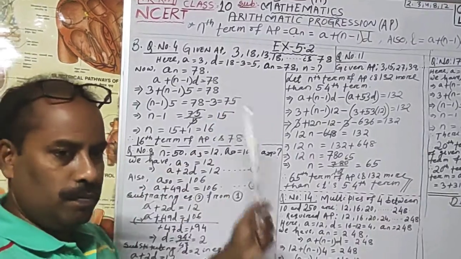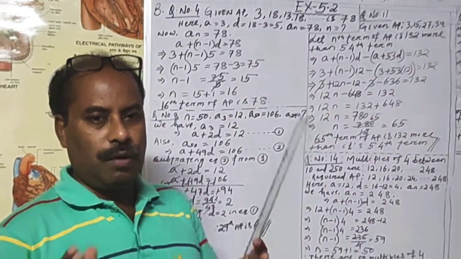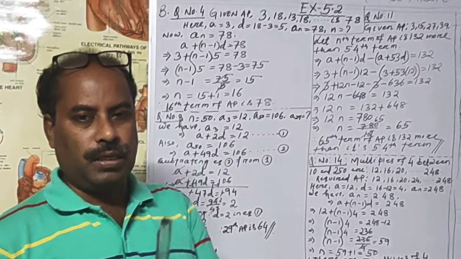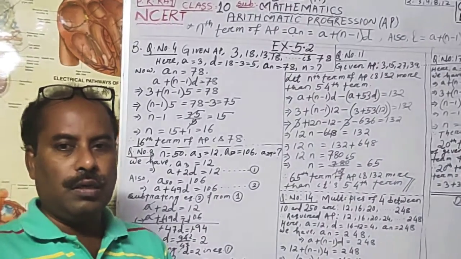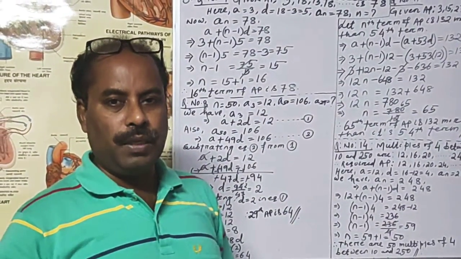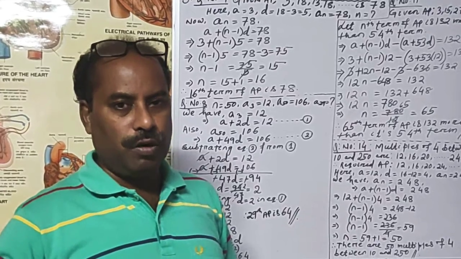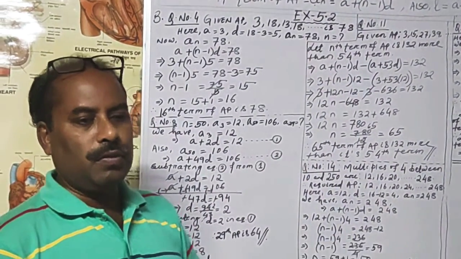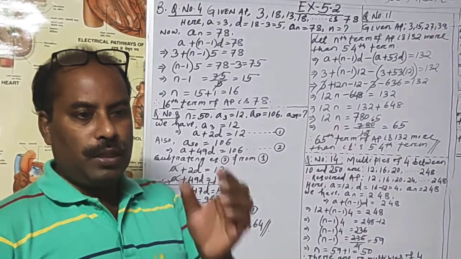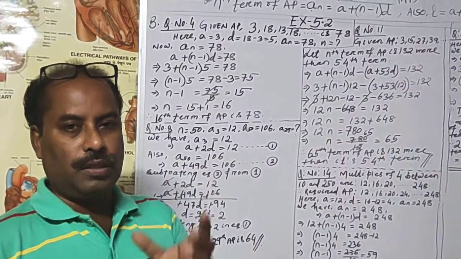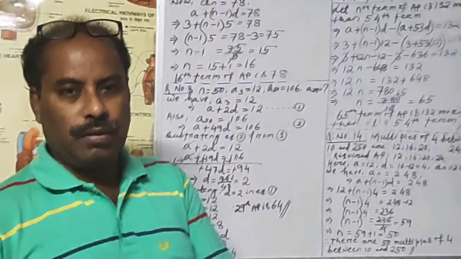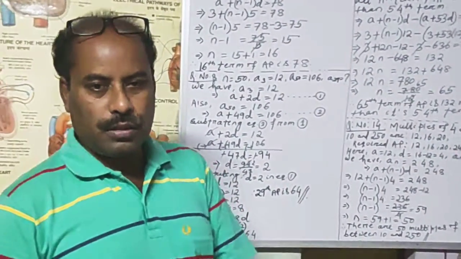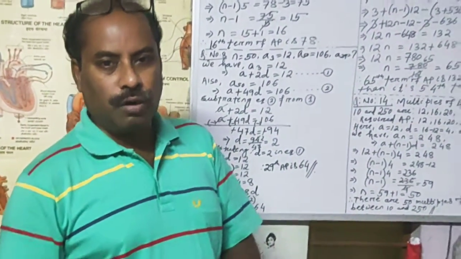The nth term means, in an AP there will be a first term, second term, third term, fourth term, and so on. If it is an infinite AP, then there will be as many terms. Sometimes a question may be asked to find a particular term, the fifth term, seventh term, 20th term, 100th term. That is called the nth term of an AP.